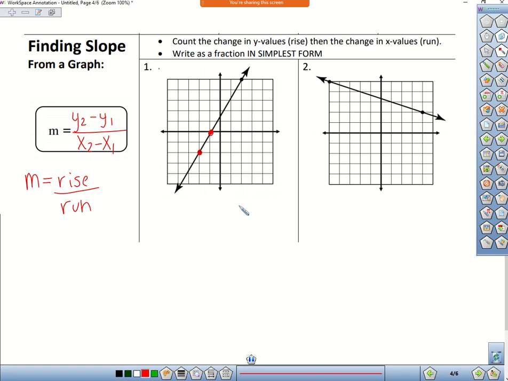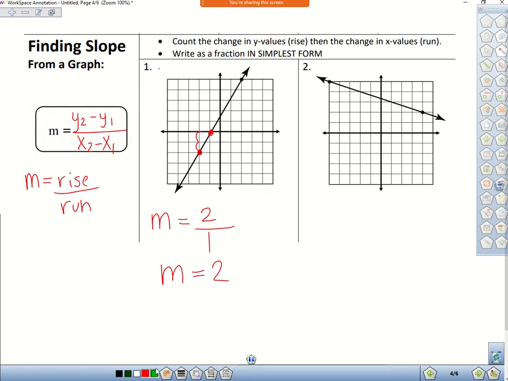And that's going to be m equals, we're going up 2 units, and we're going over 1 unit. So m is equal to 2 on this question. So we went up 2 and then over 1. That's where that came from. So you divide 2 divided by 1 is just 2. Exactly. So let's try the next one.